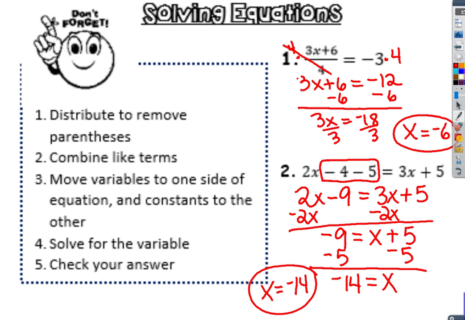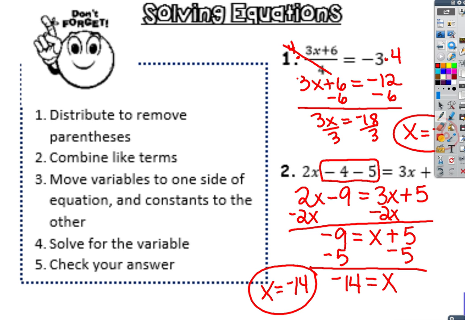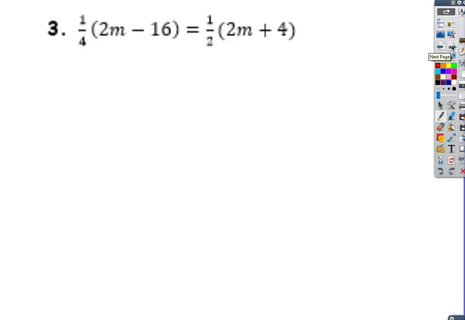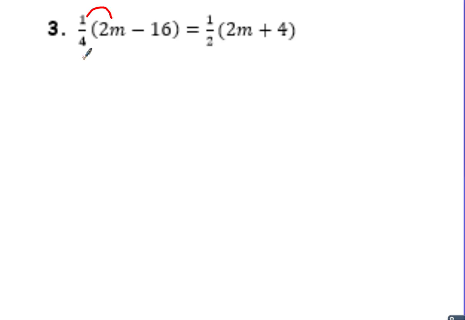The third problem has parentheses. So you must distribute first. 1/4 times 2m is 1/2 m. 1/4 times a negative 16 is 4. 1/2 times 2m is just 1m. And 1/2 times 4 is 2.